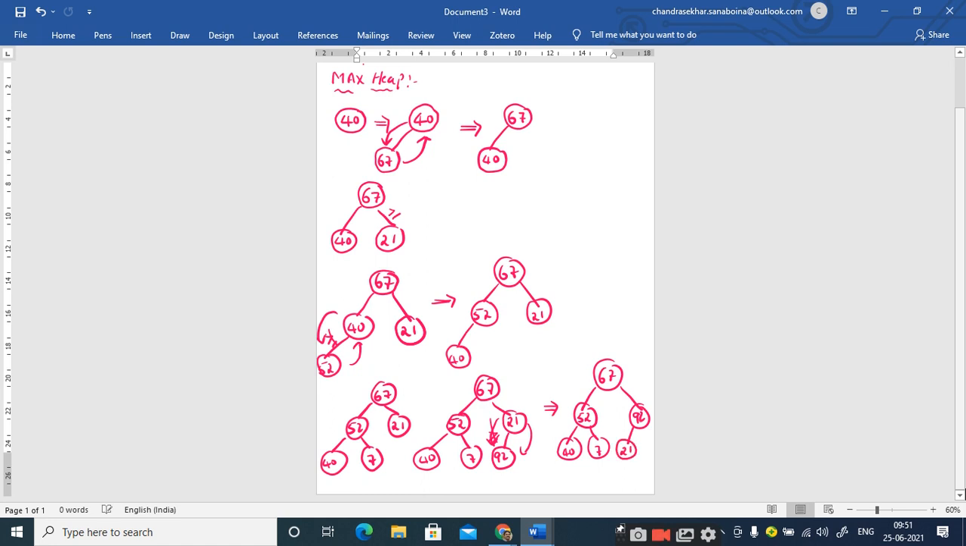Again you can observe here that 67 and 92, these two nodes are not satisfying the heap property. According to the heap property, the root node should be greater than or equal to the child node, which it is not satisfying. Therefore again you have to perform a swap operation like this.